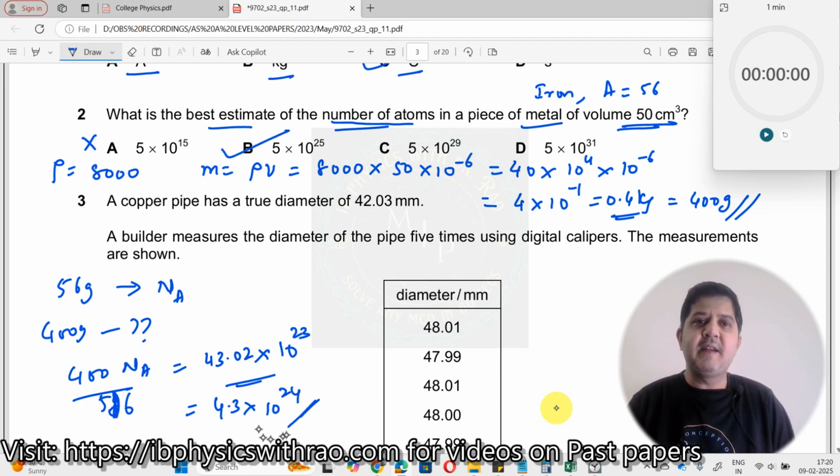Though we have got the magnitude to be 24, the answer has 25. The reason could be that maybe he has not chosen iron, he has chosen something else. As a result, the magnitude can increase by one value, right? So therefore, B is the right answer.